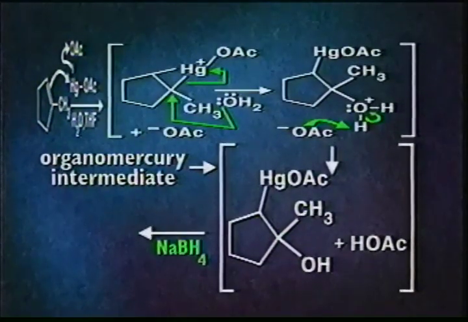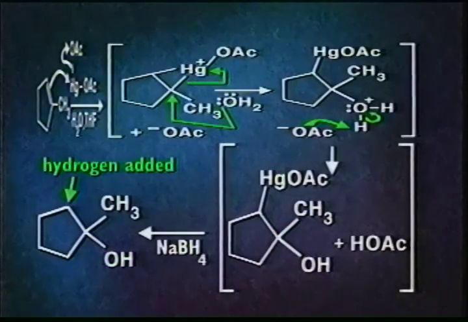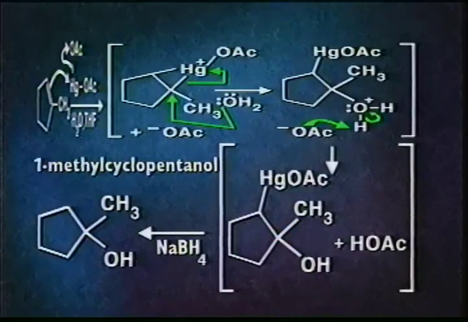NaBH4 is then thrown into the mix to remove the mercuric acetate group from the organomercury intermediate. The NaBH4 replaces the mercuric acetate group with hydrogen. This leaves us with the final product, an alkane sporting a hydroxyl group. Overall, we added an OH group to carbon 1, and then we added a hydrogen to carbon 2. The final product is 1-methylcyclopentanol.